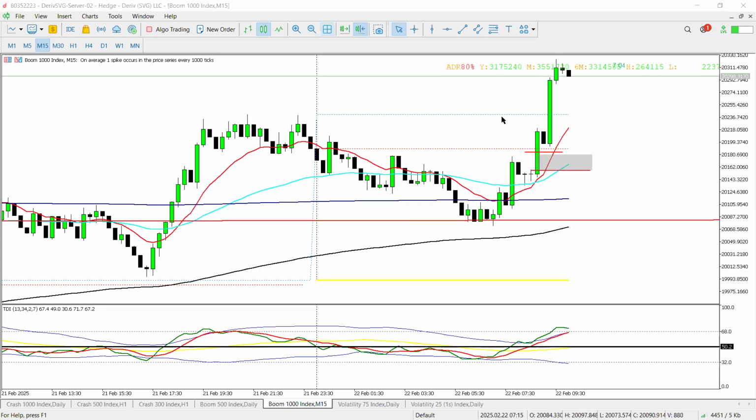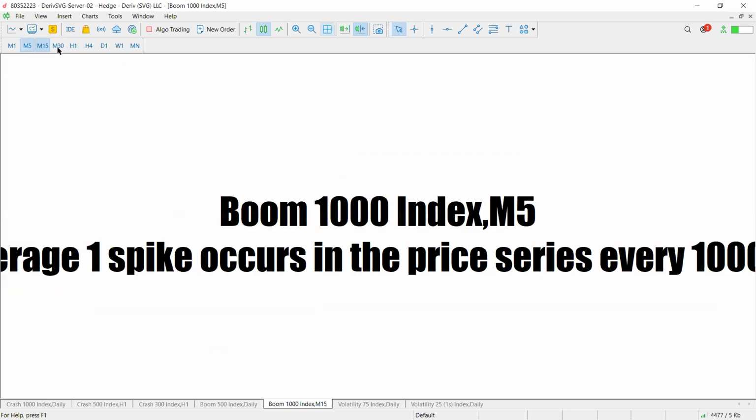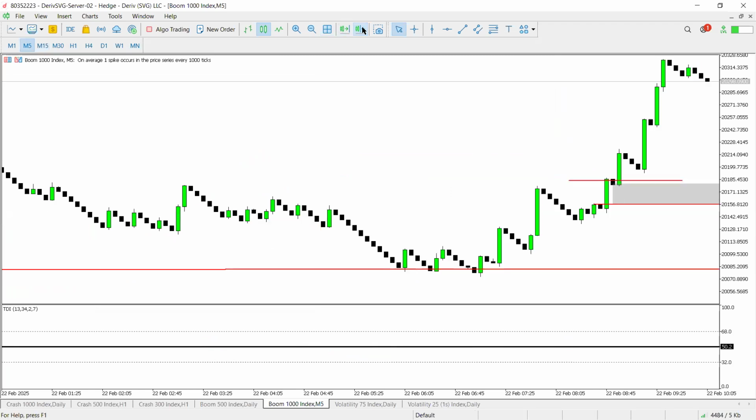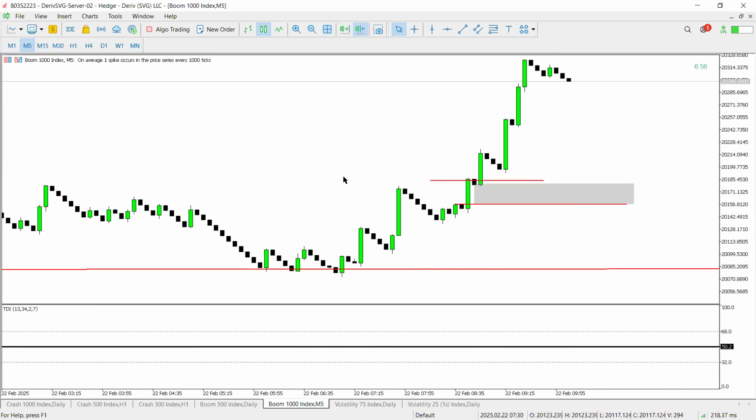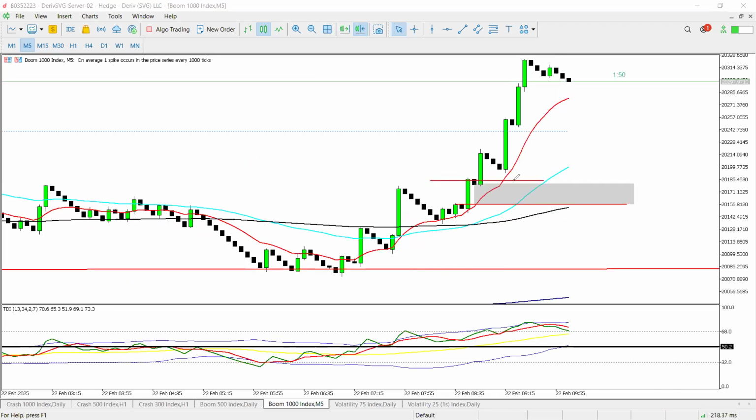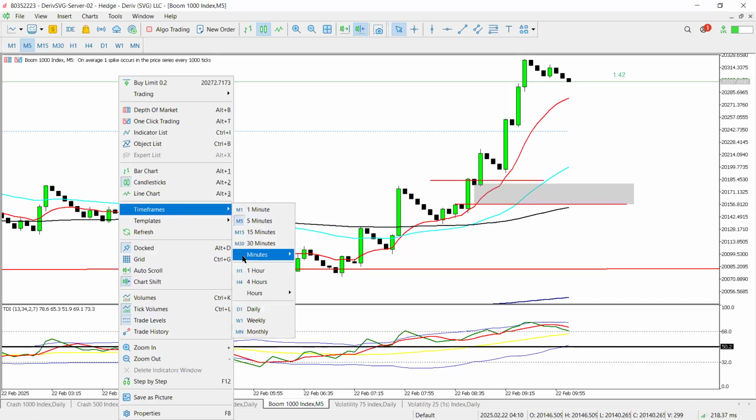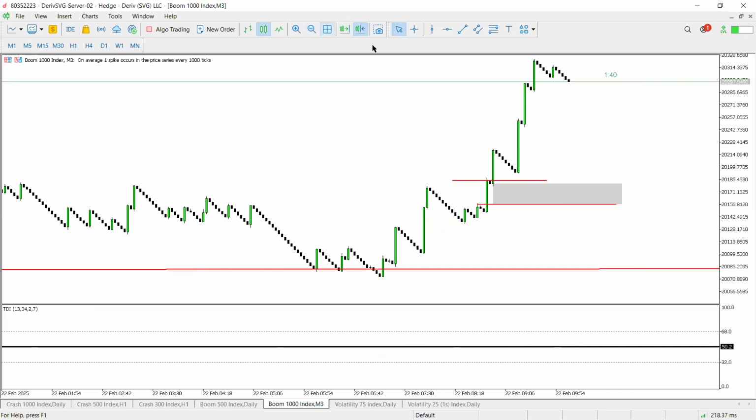So after I get this, if I'm trading currencies or anything which is not synthetics, the next time frame I usually go to is either the M5 or the M3, whereby I'll just be waiting for price to retrace into the 13 EMA like this for me to enter. I usually prefer the M3 because it's the one which lines up with my trading strategy and system.